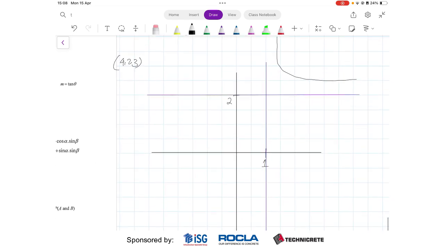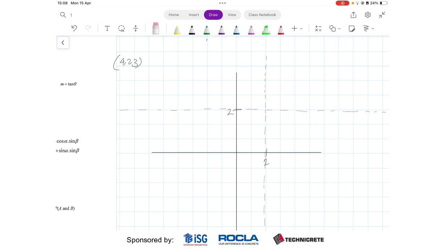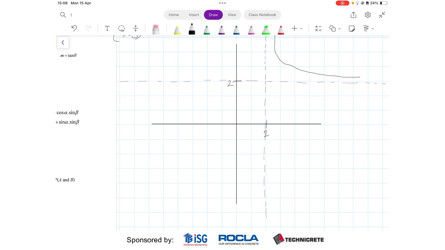But this is a bit unclear. So I'm going to write this in a much better way. 1. Let's put the 2 here so that our asymptotes will be here. And here. I think this is a better picture. Your graph will come off this way. Please excuse my drawing. I am horrible at drawing.